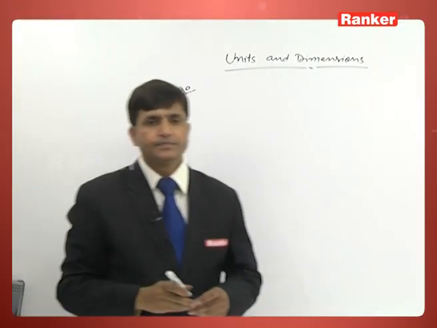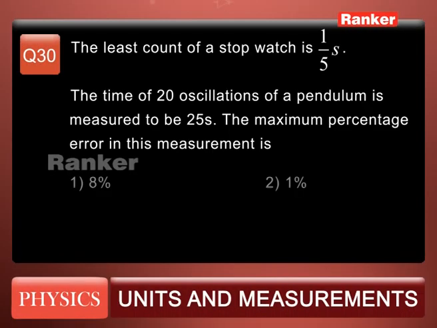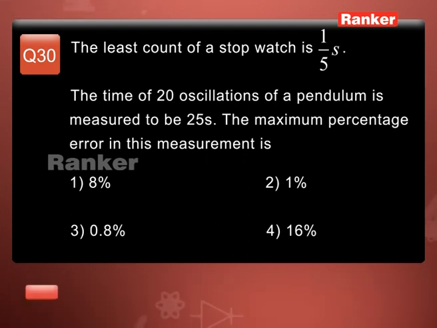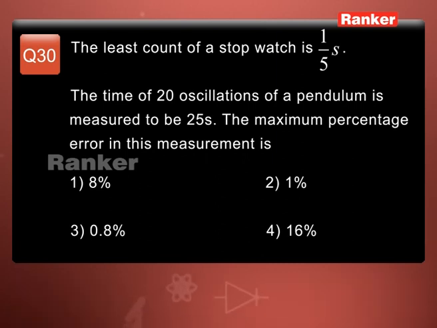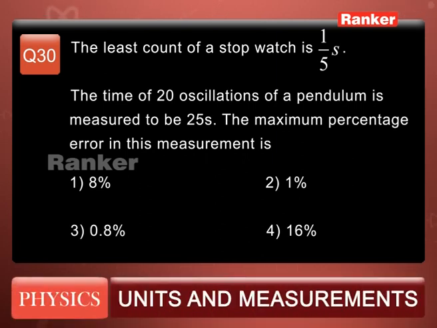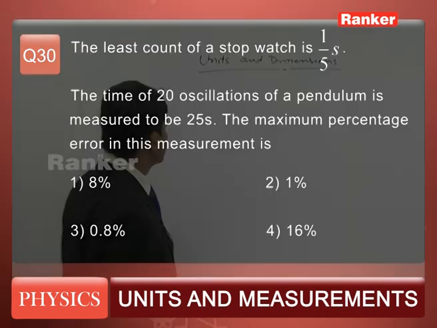Question number 30. The least count of a stopwatch is 1 by 5 seconds. The time of 20 oscillations of a pendulum is measured to be 25 seconds. The maximum percentage error in this measurement is: first option 8%, second option 1%, third option 0.8%, fourth option 16%. See the solution here.